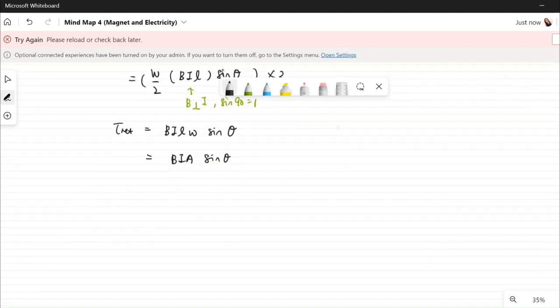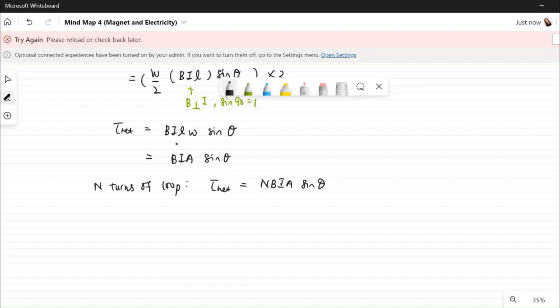If the loop that we have here consists of N turns, the net torque is equal to N B I A sine theta, another expression which is easier to remember, where theta here is the angle between B and the normal of A, where A is the area of the loop. So we have one new term.